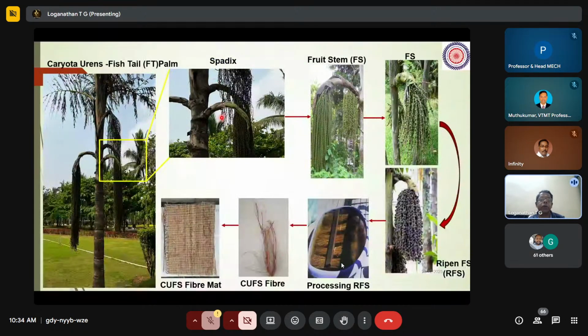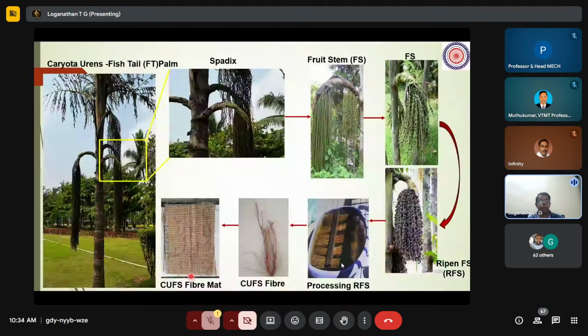The spadix is the top cover of the flower. So this is the spadix, and it blooms out like a long stem, and it has flowers, flower buds, and the flower buds become a fruit, and it gets ripened like this. Then you get the seed. So this is the life cycle of it. After shedding the seed, I am talking about the fiber. So at last we are in a position to get the fiber.